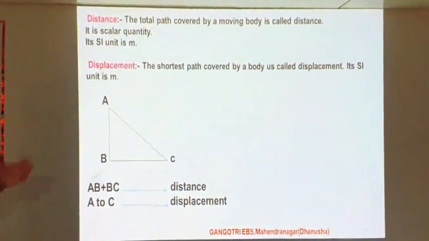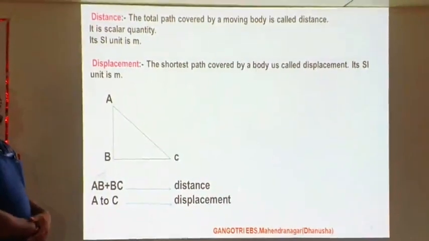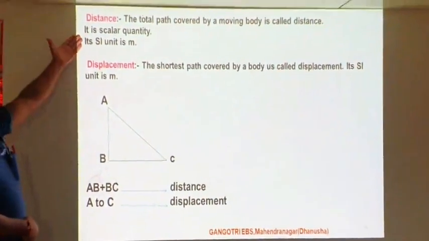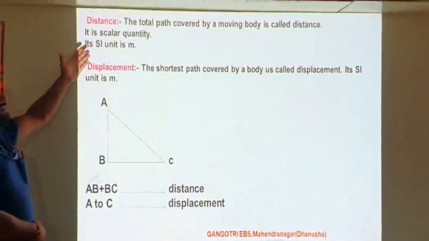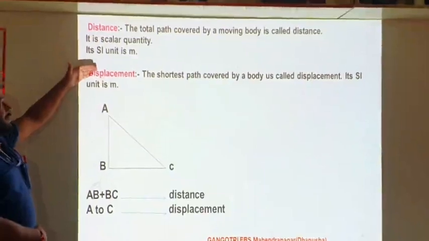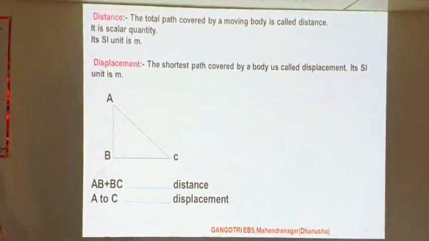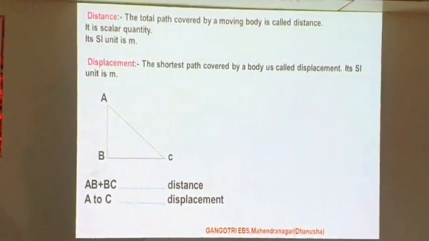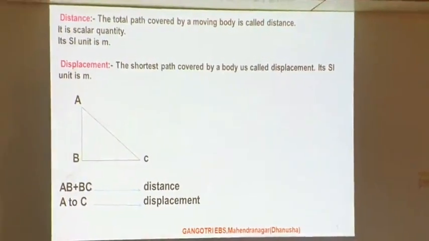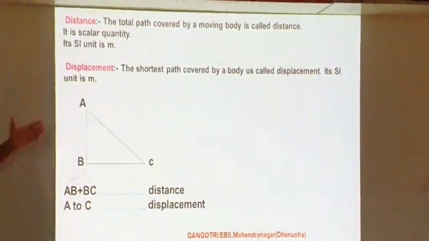Next. Now, distance. Distance means the total path covered by a moving body. It is a scalar quantity. Its SI unit is meter. Displacement means the shortest path covered by a body. Sorry, mistake here. And its SI unit is also meter.